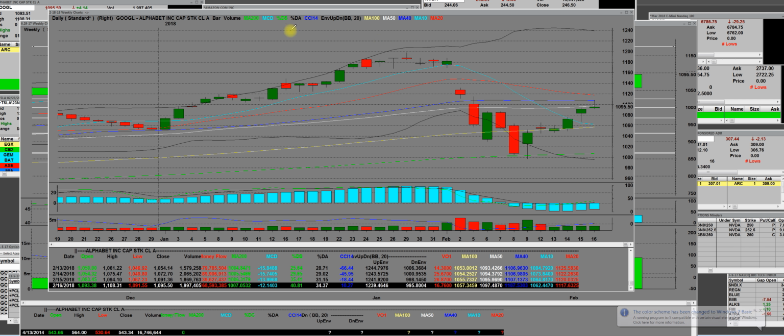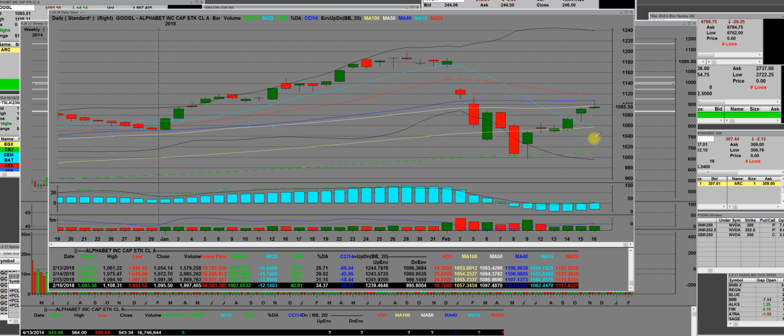I have a Google chart up here with a weekly chart. I have the charts that are going to be set up as to what direction the options are going to go. 2018 has brought the volatility back in these markets, and we had big sell-offs in the beginning of the year. The green line is the 200-day simple moving average.